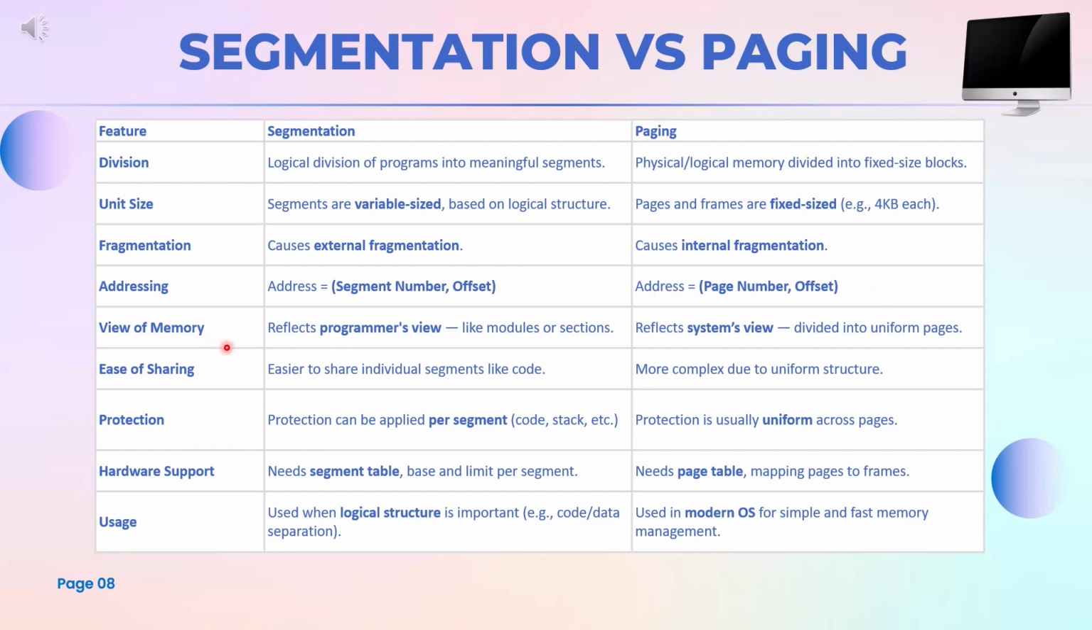Next is view of memory. Segmentation reflects the programmer's view. They think in terms of modules or sections. Paging reflects the system's view. Memory is uniform and divided strictly for efficiency.